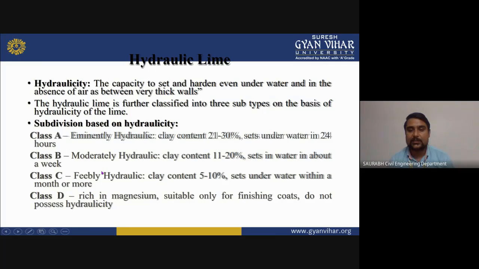As you can see here, in class A there will be clay content 21 to 30% and it sets underwater in 24 hours. B class is moderately hydraulic. Clay content will be here 11 to 20% and it sets in water in about a week. And feebly hydraulic, there will be a content of 5 to 10% and it sets under the water within a month or more. Means it will take more time. In class D, rich magnesium, suitable only for finishing coat, does not possess hydraulicity.